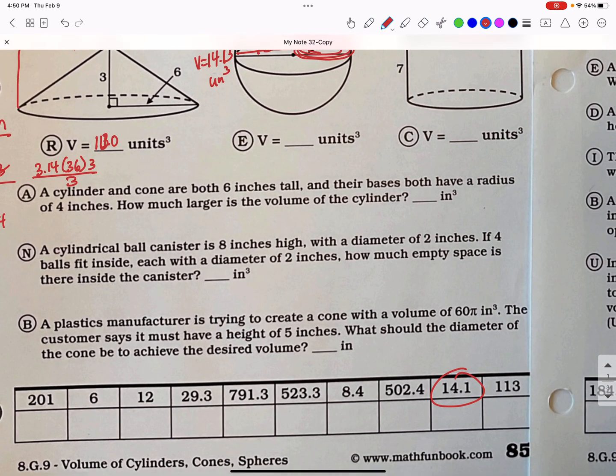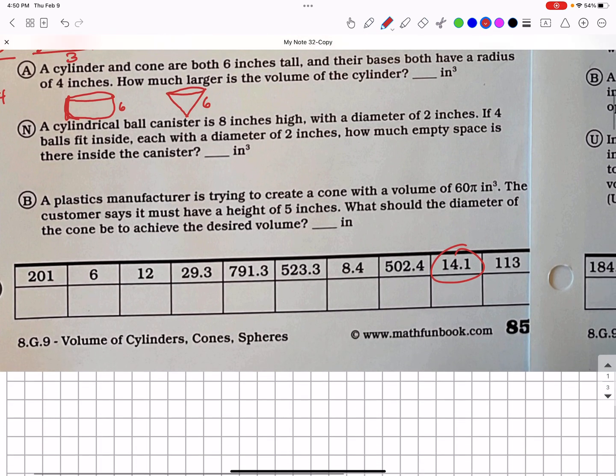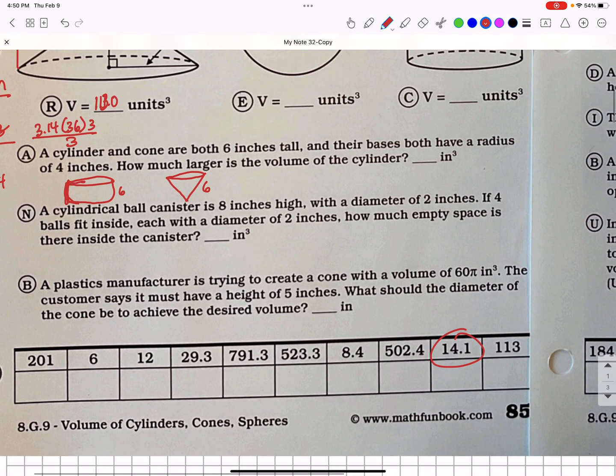Okay, let's see. A cylinder and a cone are both 6 inches tall. Okay, so we've got a cylinder. Ooh, that's a bad cylinder. Okay, but a cup, basically, and a cone. Both 6 inches tall, and their bases both have a radius of 4 inches. How much larger is the volume of the cylinder?